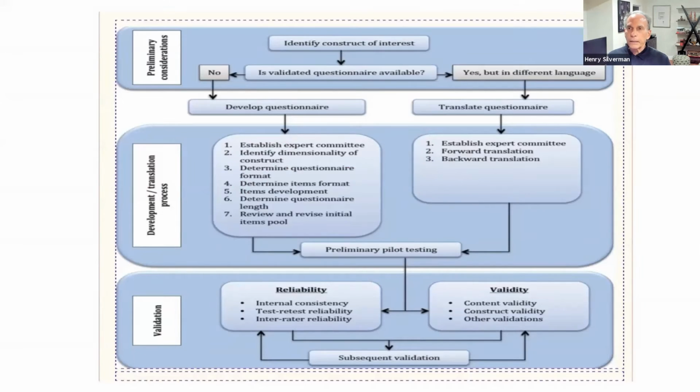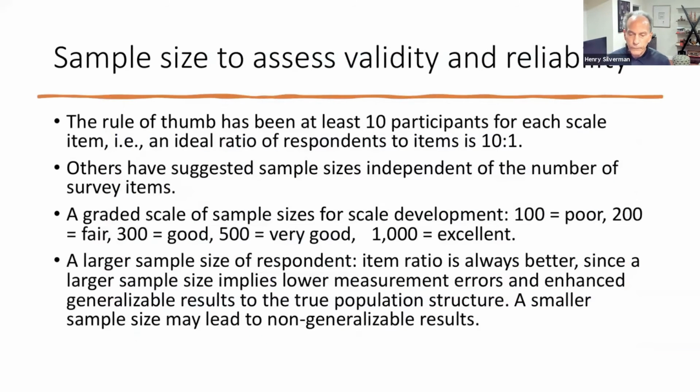So now that you've done the cognitive interviews and revised the questionnaire, we are ready to look at the other types of validity. Specifically, construct validity. To do this, you want to administer the questionnaire among your target population. So what should be your sample size? A rule of thumb has been at least 10 participants for each scale item. Hence, an ideal ratio of respondents to items in the questionnaire is 10 to 1.